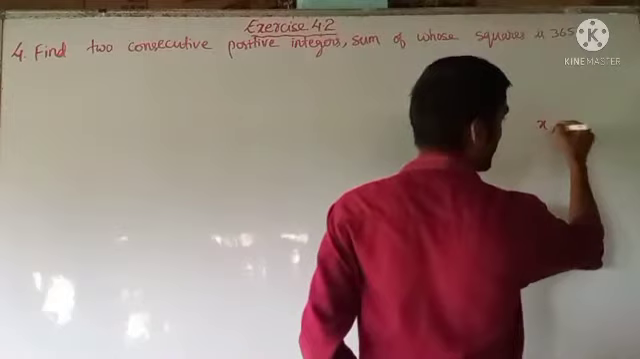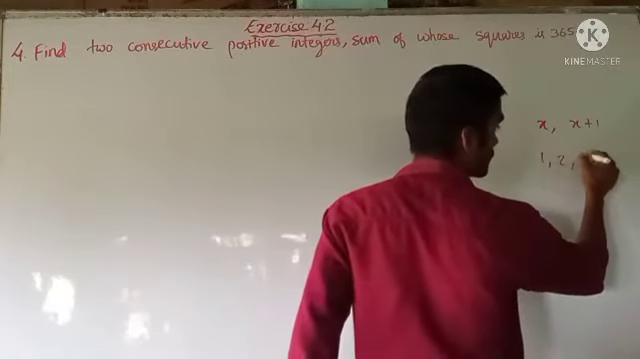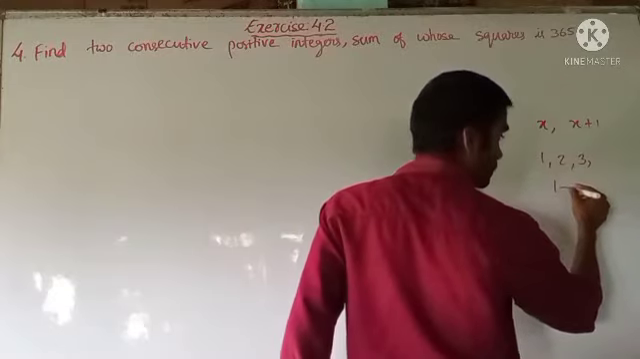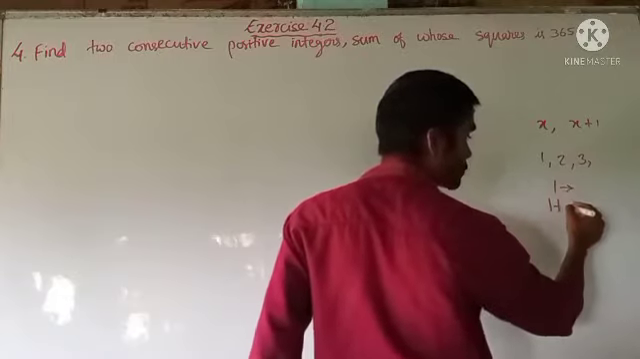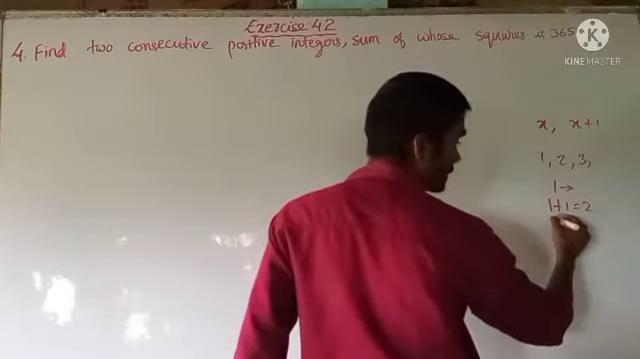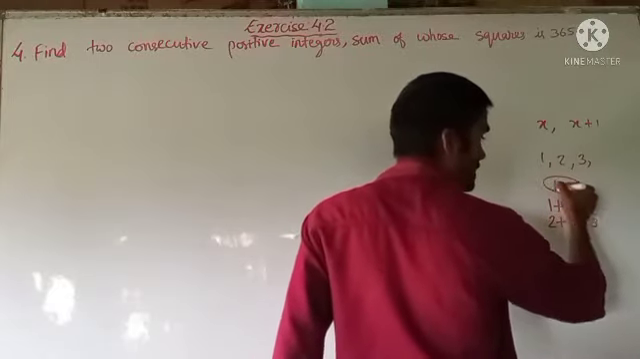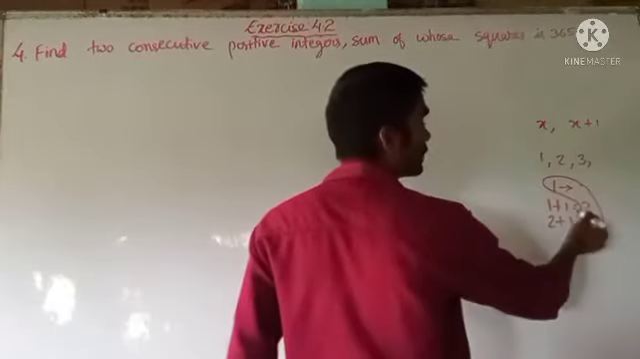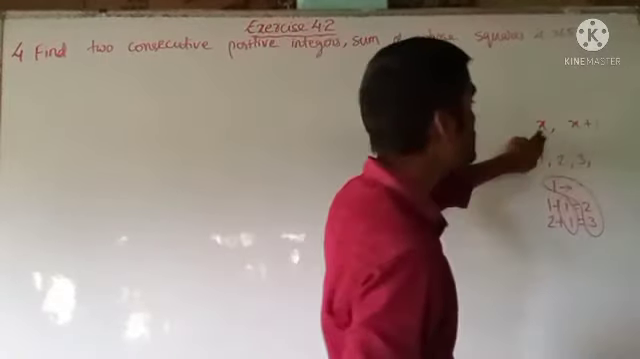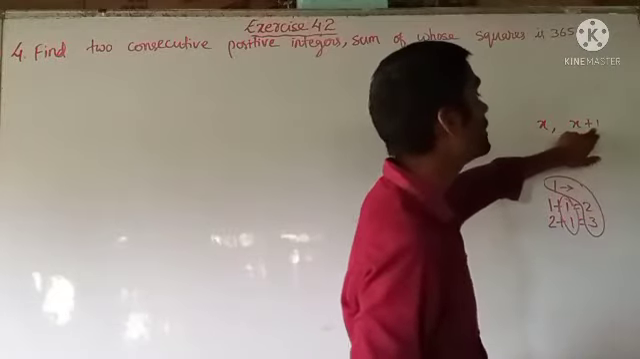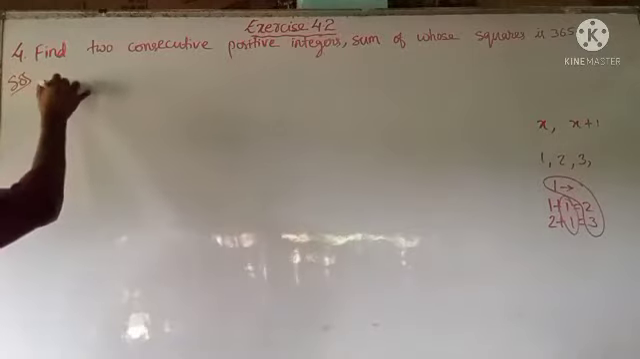Now consecutive positive integers, it means x and x plus 1. Suppose if we are saying about 1, 2, 3, then 1 is the first number. Second number, how can we obtain? With the first we are adding one more to it. With the second we are adding one more to it, we are getting the next number. So in series we are going to get them if we go on adding 1 to the preceding number. So here x, if we are taking the first number, then the other number will be x plus 1.